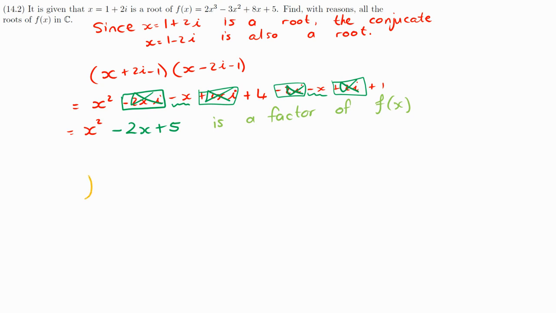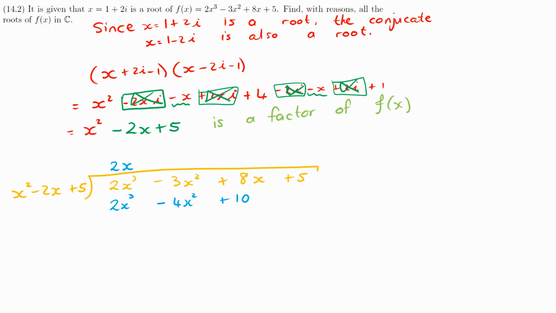So let's divide this 2x cubed minus 3x squared plus 8x plus 5. Let's divide it by x squared minus 2x plus 5. So first of all, how many times does this go into this one? It goes in 2x times, and let's multiply this 2x with every single term here. Then we'll get 2x cubed minus 4x squared and plus 10x, and let's minus this. Then we'll get 0. This will become x squared. This will become minus 2x, and then we bring down the 5.